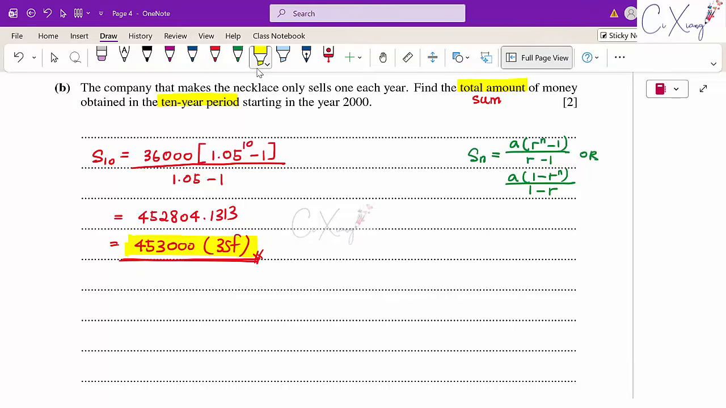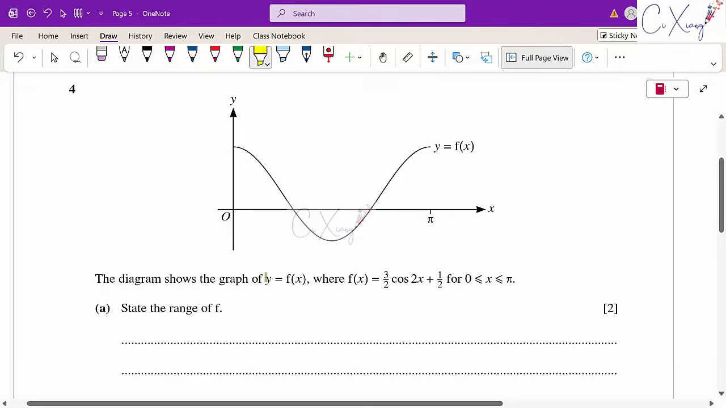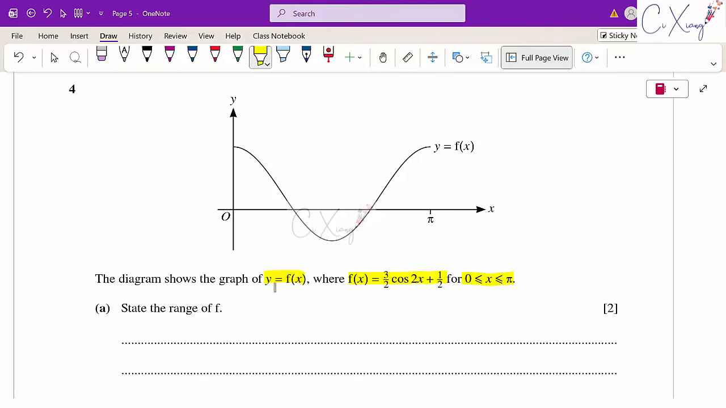All right, so this is how we solve. Question number 4. We are given a diagram, and they tell us that the diagram shows the graph of y equals f(x), where f(x) is this trigo function, for x between 0 and pi. So the domain is from 0 to pi here. They want you to state the range of f.